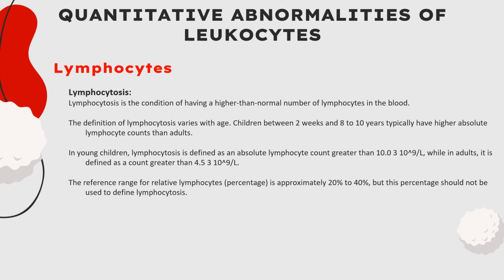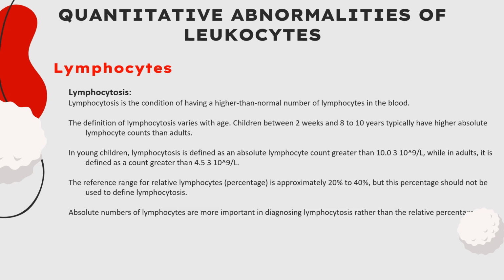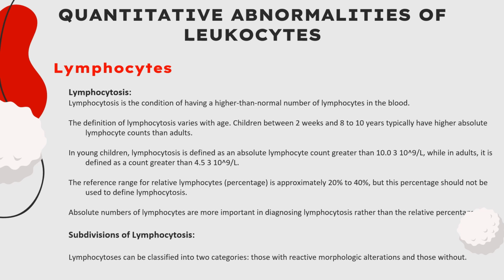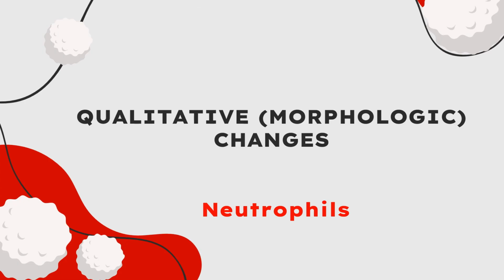Remember, the reference range for relative lymphocyte percentage is around 20% to 40%, but it's absolute numbers that truly define lymphocytosis, not just relative percentages. Lymphocytoses come in 2 flavors, those with reactive morphologic alterations and those without. These subdivisions offer valuable insights into various immune responses. We're diving into the fascinating realm of blood cells and their captivating morphologic changes.